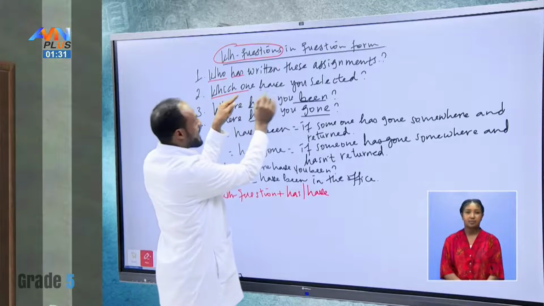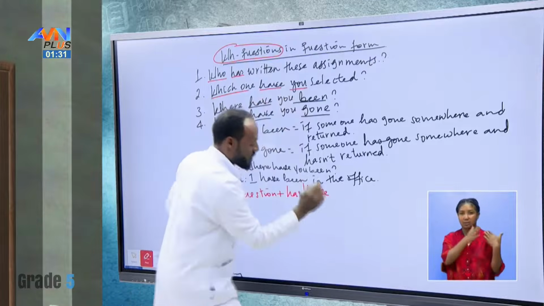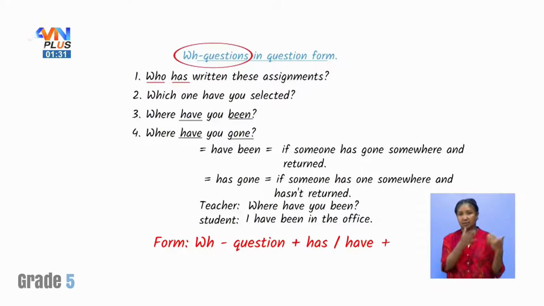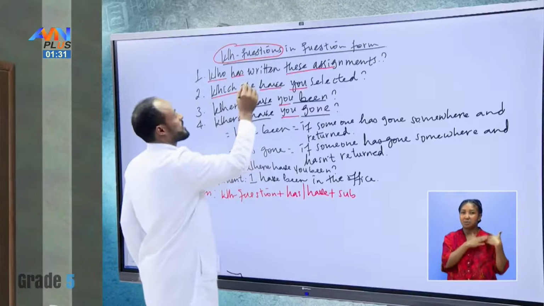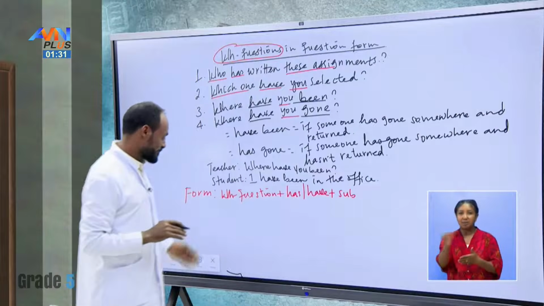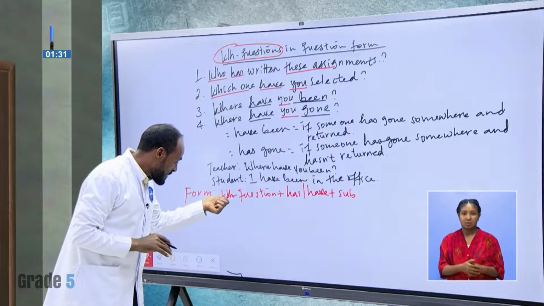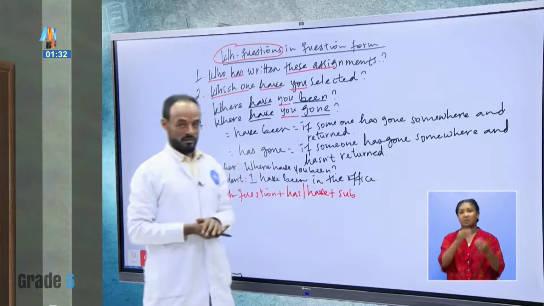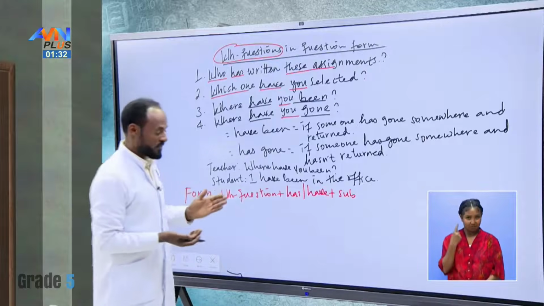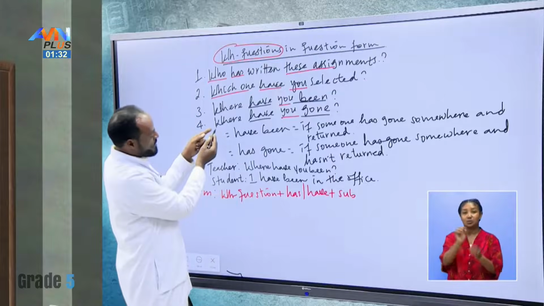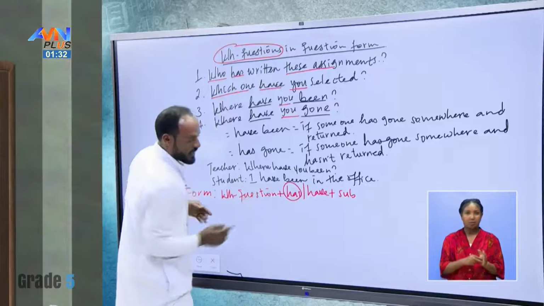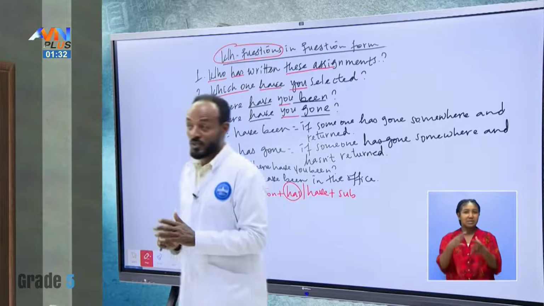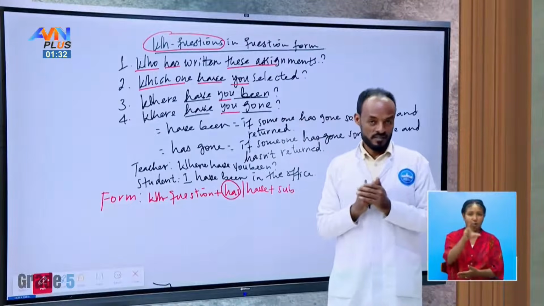Then WH question is here. Have. Here is the subject, okay? So, plus subject. In all sentences, we can get the subject here. This assignment is also here. So, WH question plus has or have plus the subject. Is it clear? Bravo. So, in such ways, you can make sentences. Here is yes or no question. In this sentence, we can understand also about yes or no question. Okay?